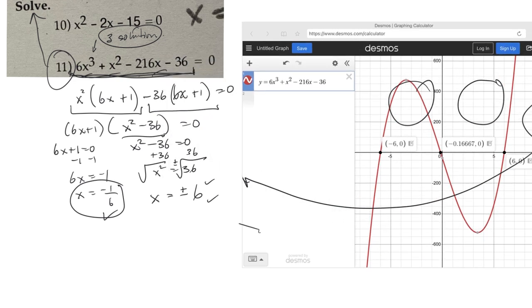When I solved the equation, that answer and that answer. All right, hopefully that helps you with that one. Good question.